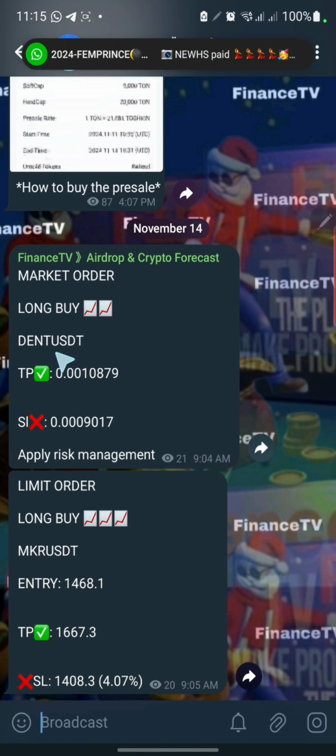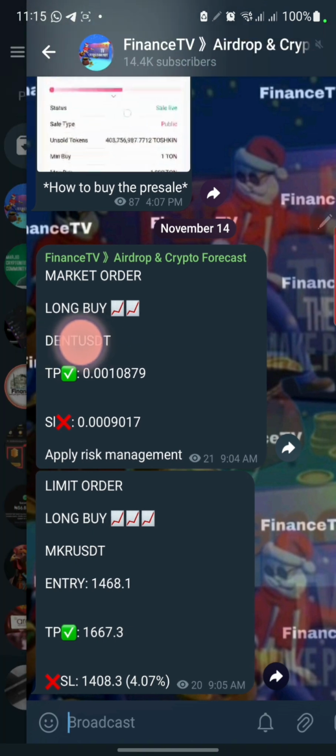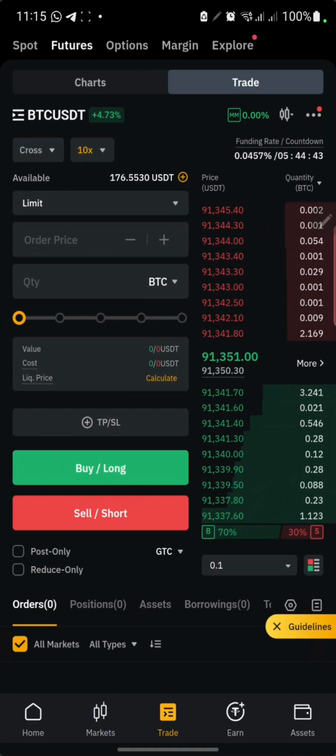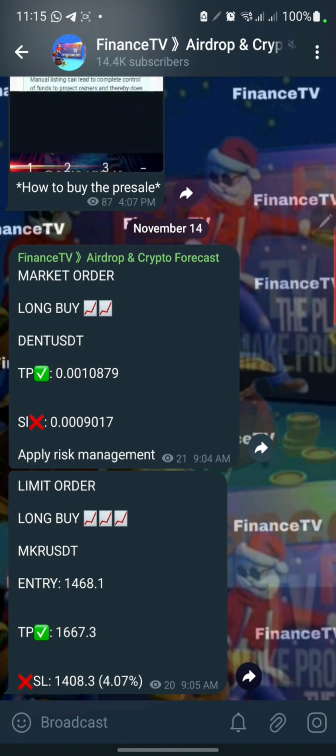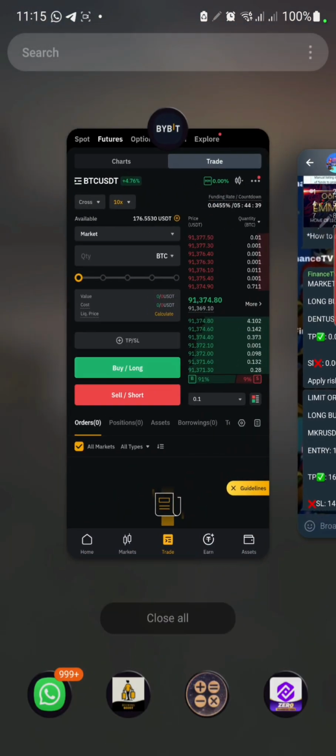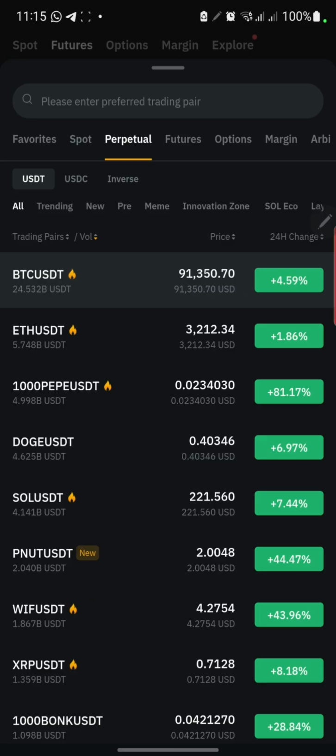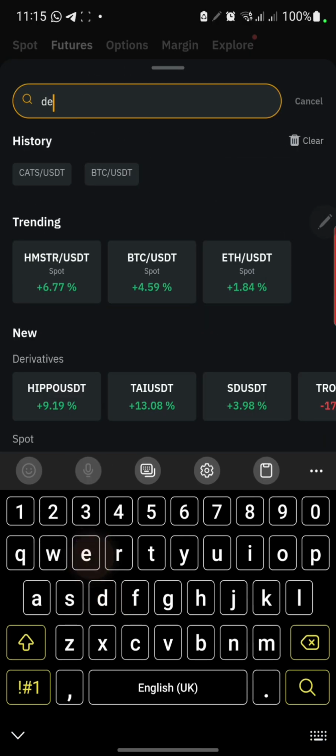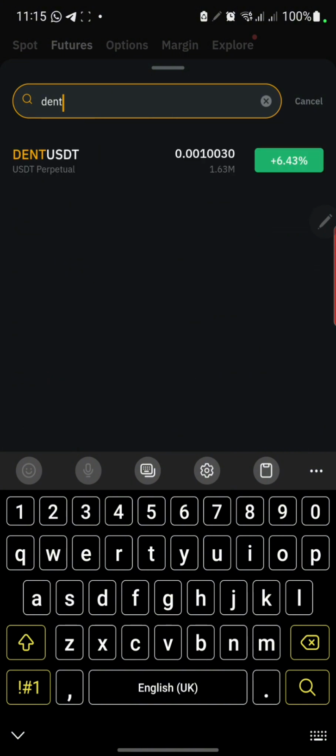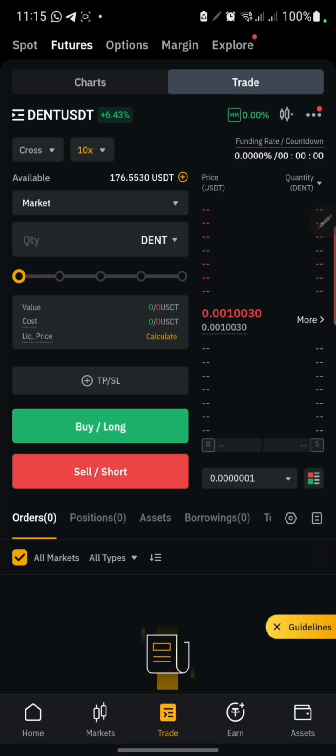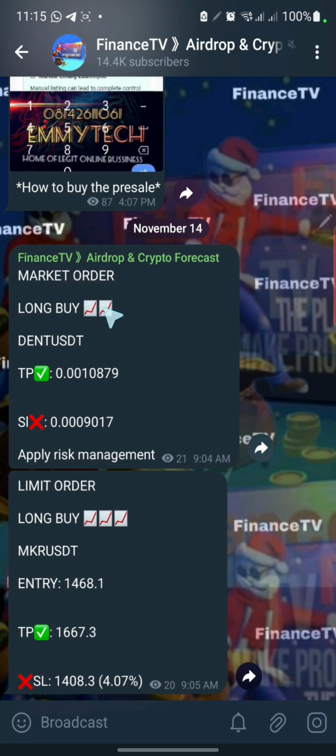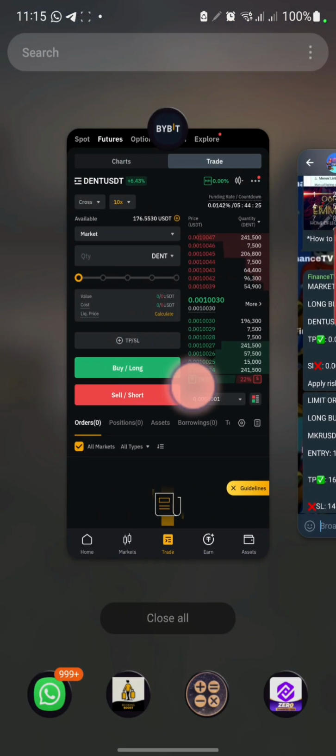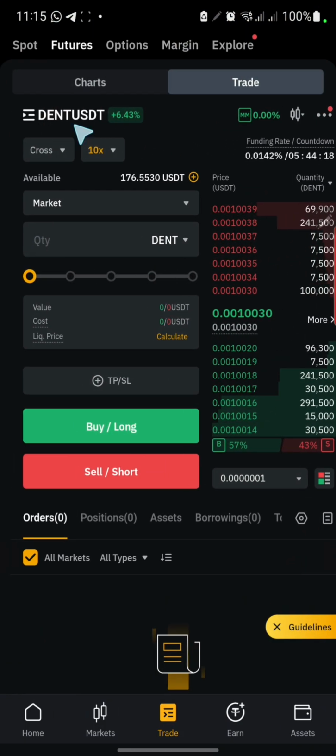So let's quickly take this trade, for example, DENT USDT. So then this is the futures trading chart here. Then you can see it's on market. I'll put it on market. You can see because it's on market order. Then we'll come back here. We go to DENT, which is DENT USDT, as you can see. So you can see I'm following the trade. Market, buy long, then DENT. So now I'm going to buy long, because I've already chosen DENT.